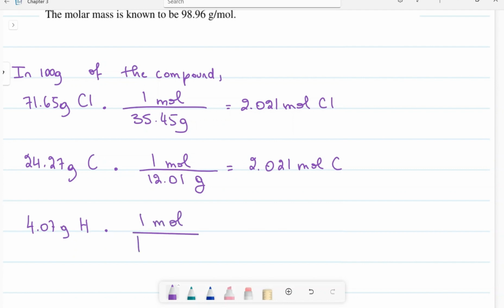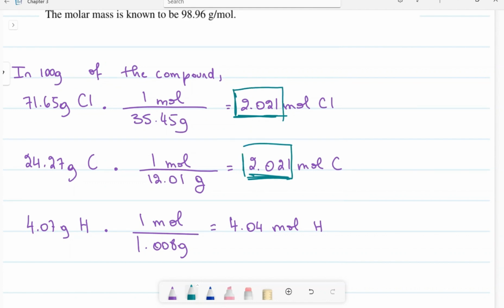Now for hydrogen, same process. We divide by 1.008 grams per mole, and this would give us 4.04 moles of hydrogen. So this is the first step when we want to find the empirical formula. How do we proceed? We proceed first of all by looking at these three numbers we got. Which is the smallest one of them? In our case, the smallest one is 2.021.